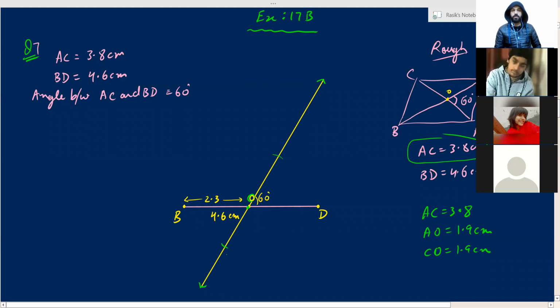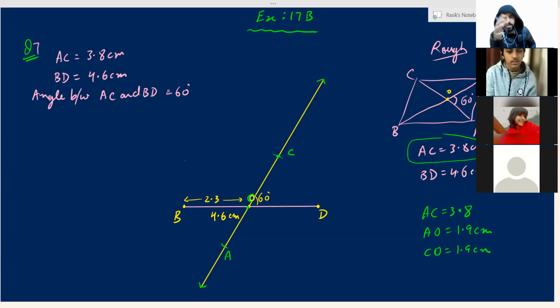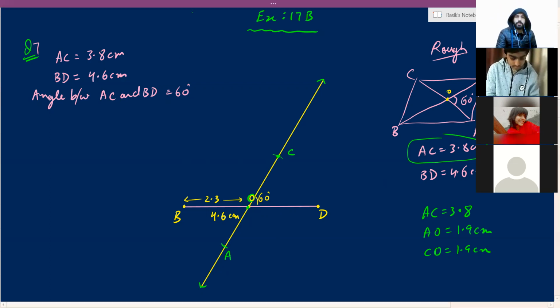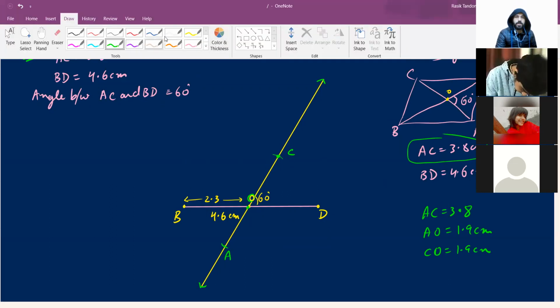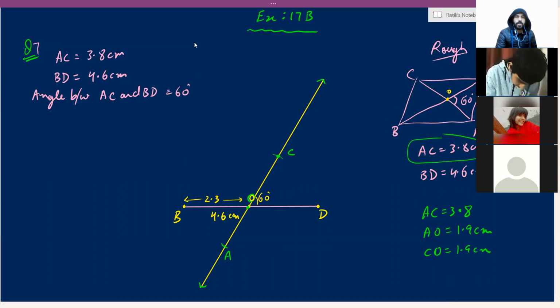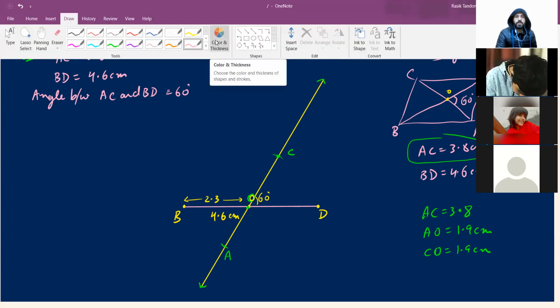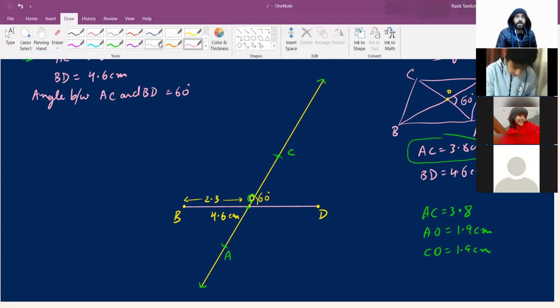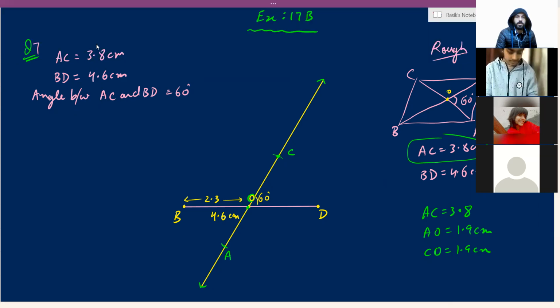Got it? So what you have got? You have got the vertex A and you have got the vertex C also. Now tell me what is the length AC? If we are cutting 1.9, 1.9 on both the sides, then what is the length AC now? It is 3.8. Correct. Double of 1.9. 1.9 plus 1.9 is equal to 3.8. So what is to be done now? Just join the vertices A, B, C, and D. You will get your required parallelogram.